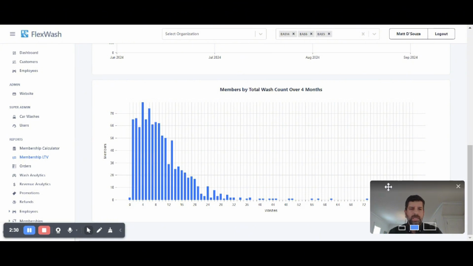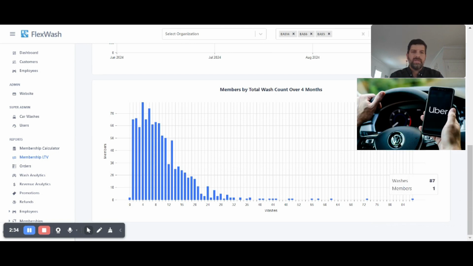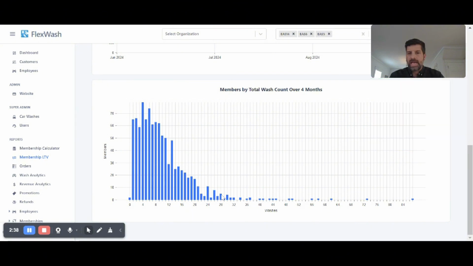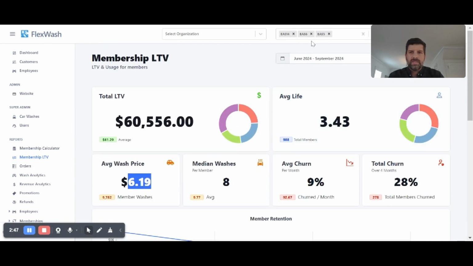Now over here, you're going to see, if I can move this window, we've got one of these Uber drivers who's coming in every day, 86, 87 washes. So you're seeing it scattered throughout, and this looks like a pretty usual distribution from what I've seen looking at hundreds of car washes. And again, this is for 3 different sites that we're looking at.